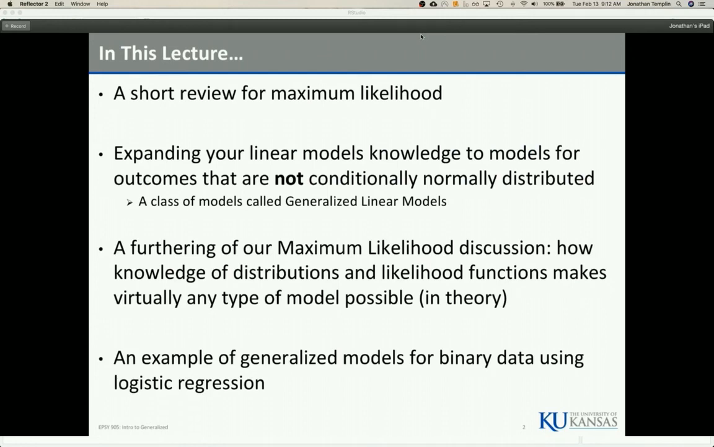So today what we're going to cover is a short review of maximum likelihood. There's a typo right there. And we're going to then expand upon your linear models knowledge to models for outcomes that are not conditionally normally distributed. So what does that mean?